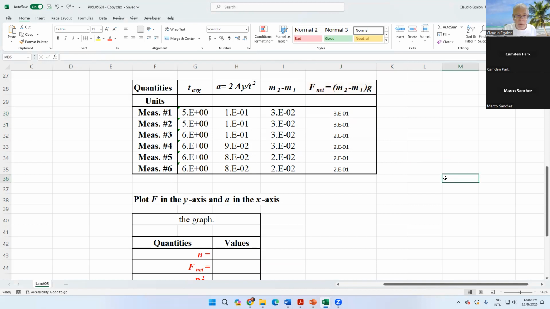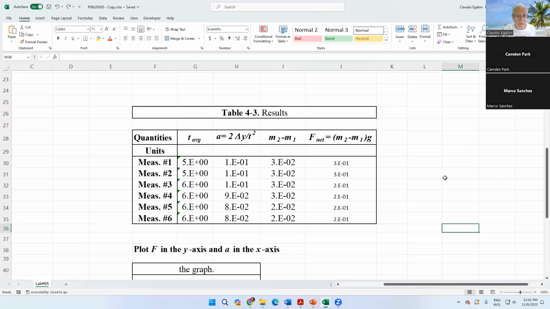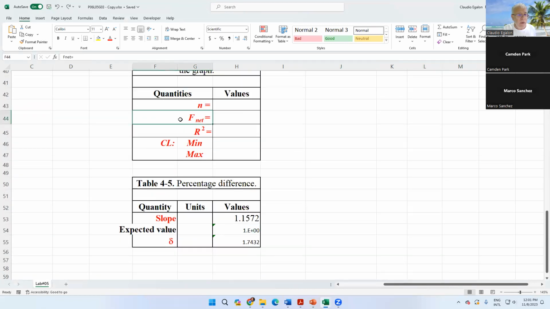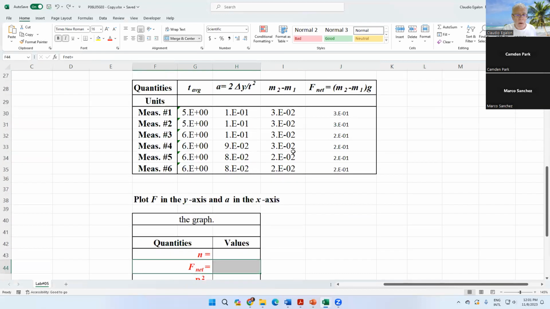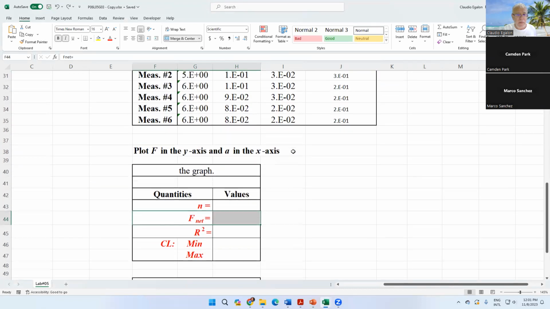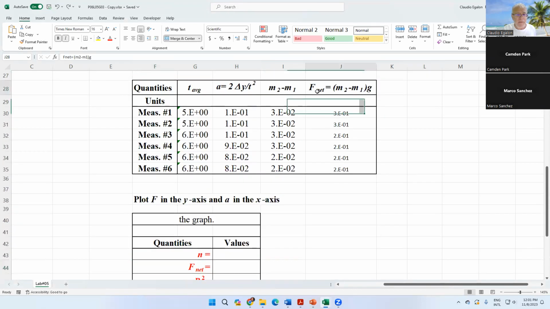Table 4.4, the graph. When you scroll down, that's there, the equation. Remember, that's the regression equation. So what do I need to type in, the whole equation? Yeah, that's right, the regression equation. You are plotting F net on the vertical and a on the horizontal.